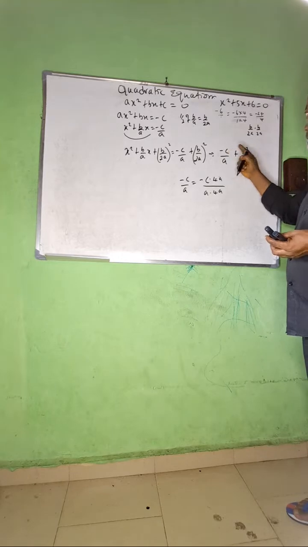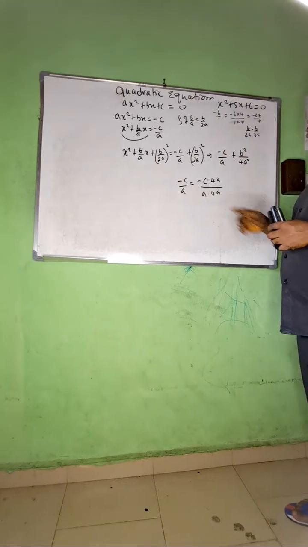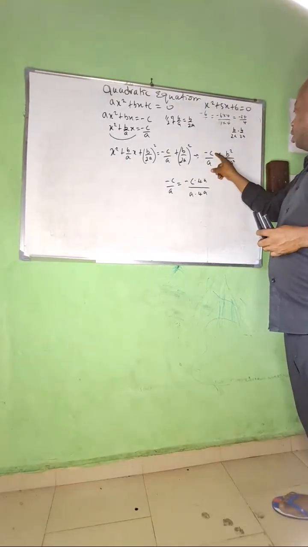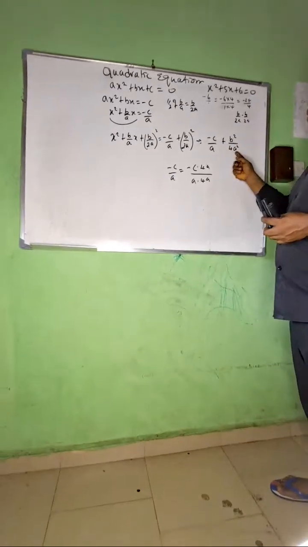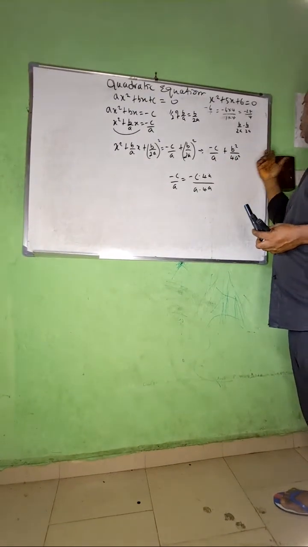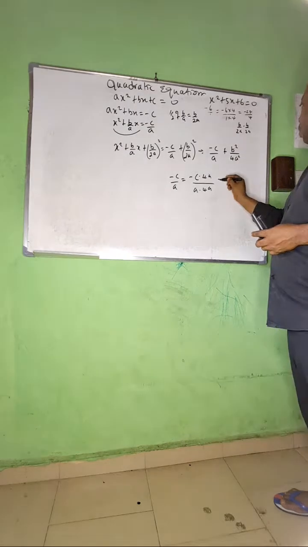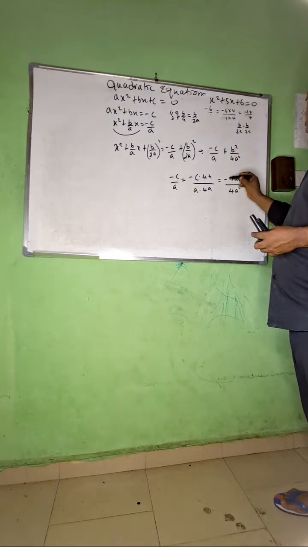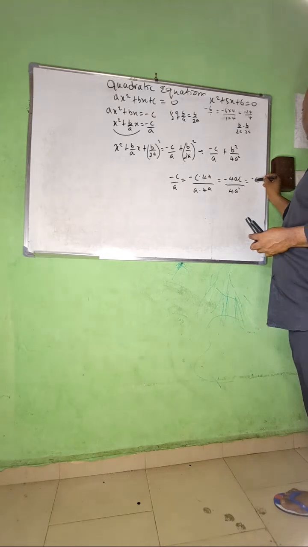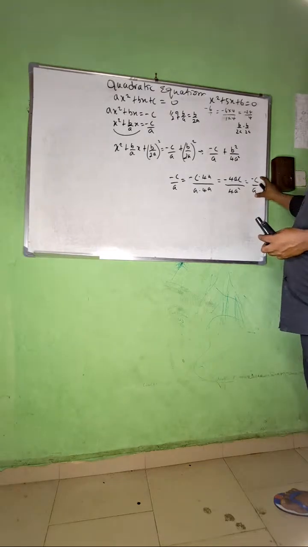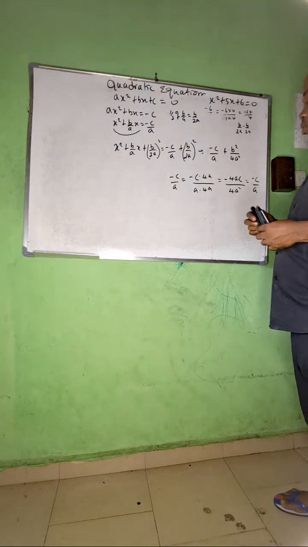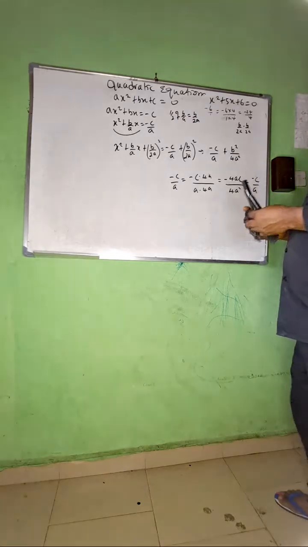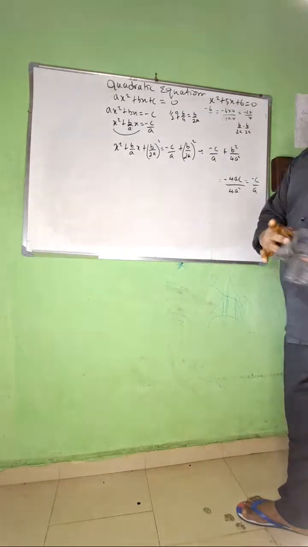We'll get back our original fraction. You can look for the LCM of both, which is 4a, but I like using equivalent fraction. So this will be negative 4ac all over 4a squared. So where I have negative c over a, I put exactly that. It's called equivalent fraction.